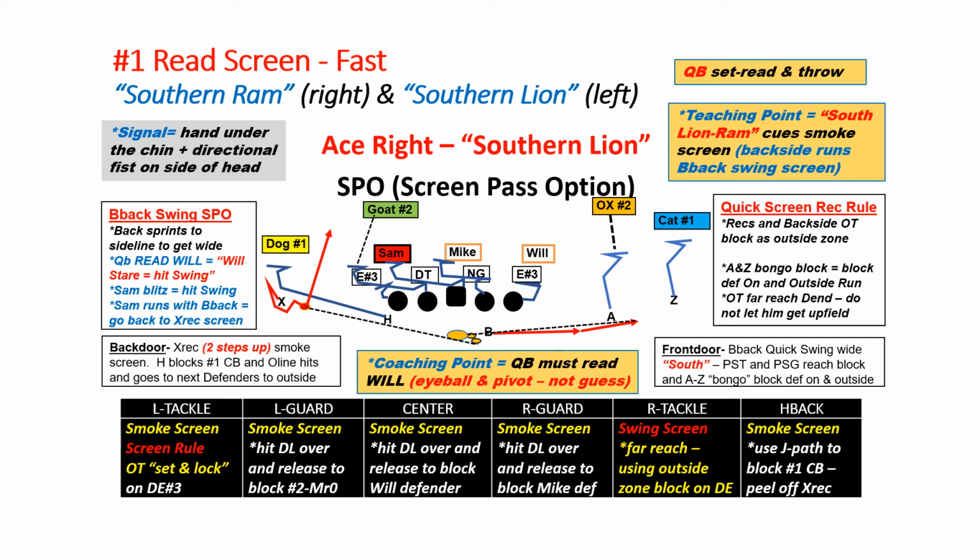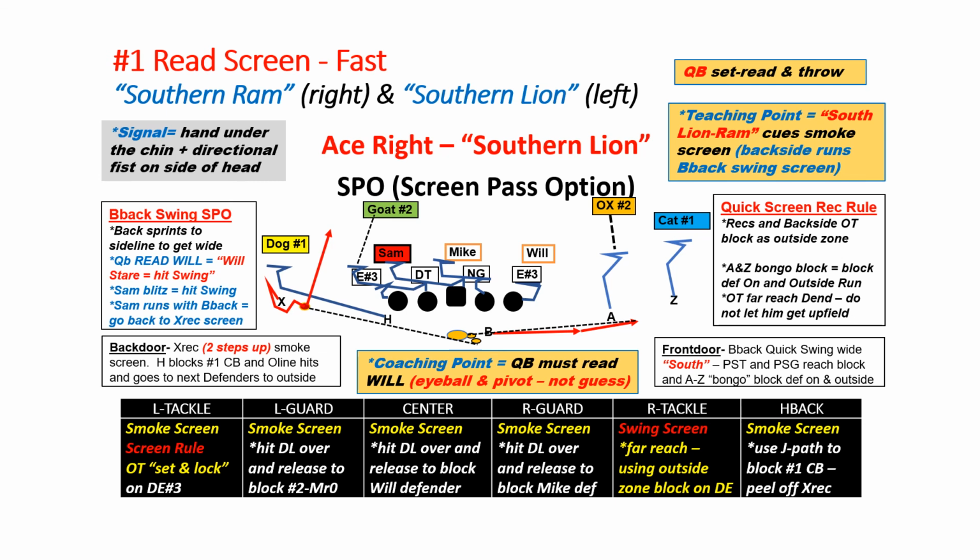So here's an example of our fast screen, read screen. It's a screen pass option. We're going to call this Southern Lions because we have the south cue that tells the linemen now they're using screen blocking rule. We're going to have a smoke screen on the left to the call side, but on the back side, the first option, pass option, is going to be a bubble to the B back.